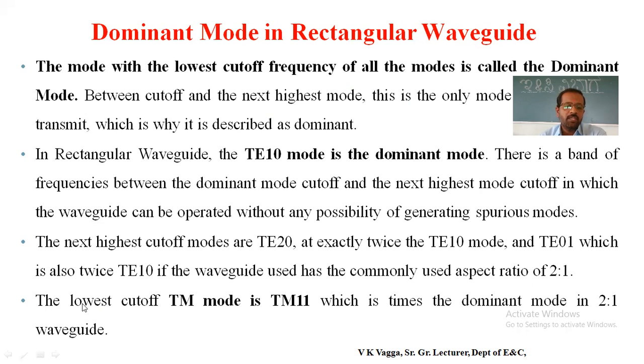And if you take the lowest cutoff of the TM mode, it is TM11, which is the dominant mode in the 2:1 waveguide. If we want to represent the TM mode, it is the transverse magnetic mode. TM11 is acting as the dominant mode. So I will explain that later.